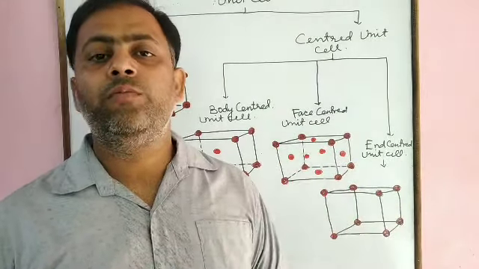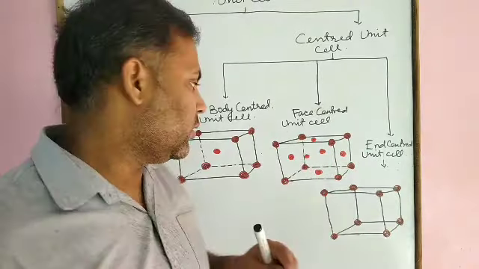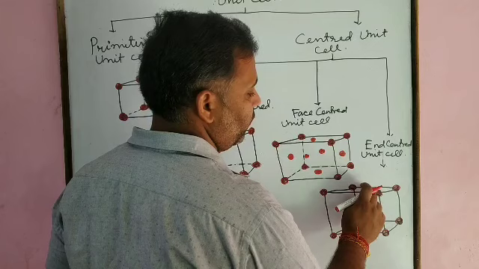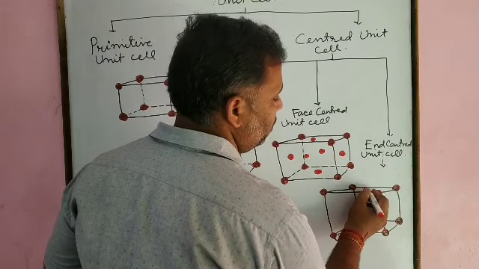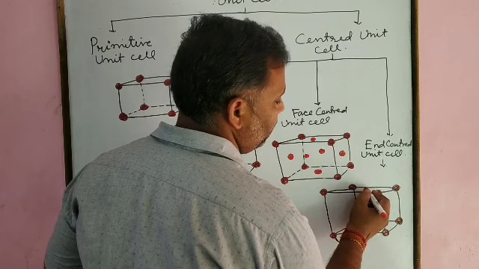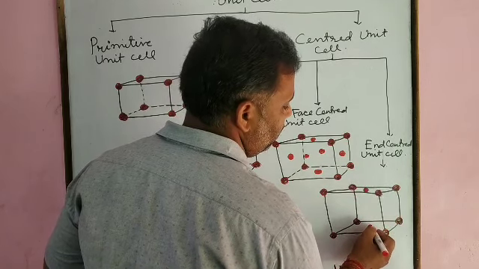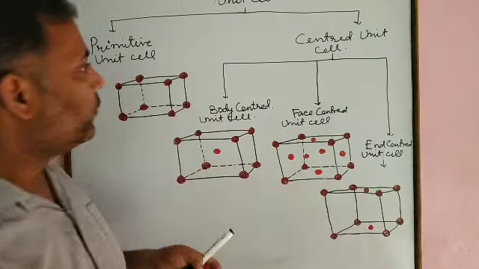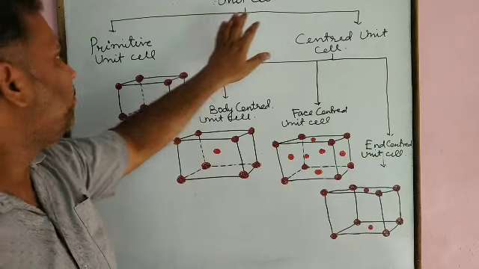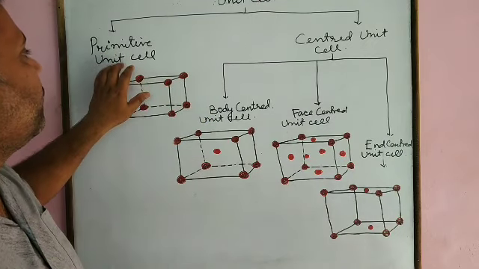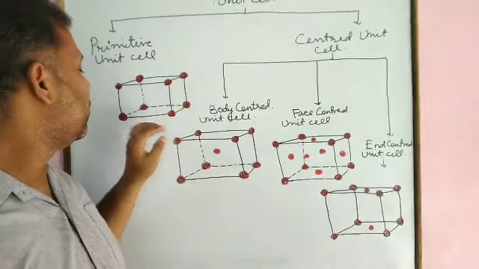To the next one, 2 atoms at the center of opposite faces. Let us consider one face and the opposite face is this one. I have drawn 1 atom at the center of this upward face and 1 atom at the center of the downward face. It means we have discussed the classification of unit cell. It is categorized into primitive unit cell. This is also known as simple cubic.